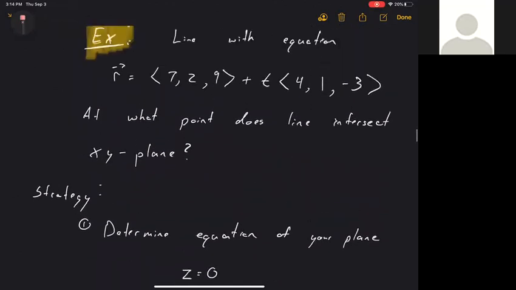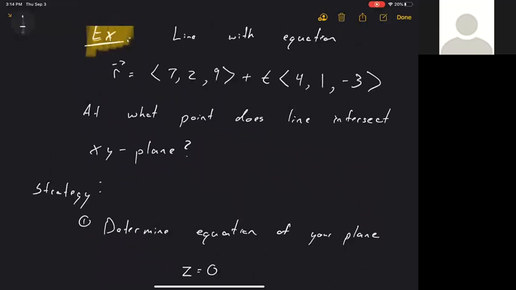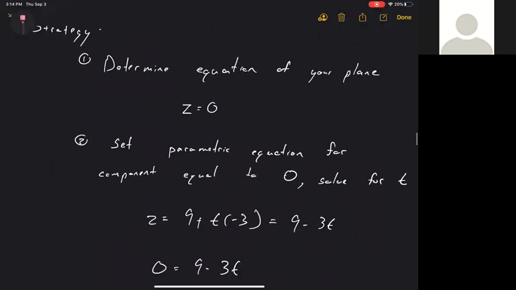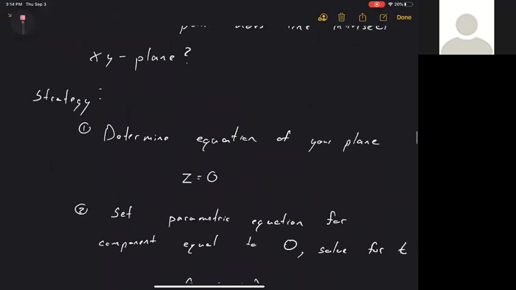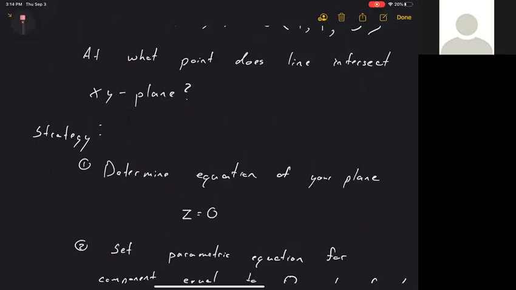Well, this works in general for any type of plane, but in particular for these coordinate planes, where we have the XY plane, the YZ plane, the XZ plane, etc. The first step would be to determine the equation of your plane. So what's the equation of the XY plane? Well, you could think, okay, what letter is missing from here? Z. So z equals 0 is the equation of that plane.